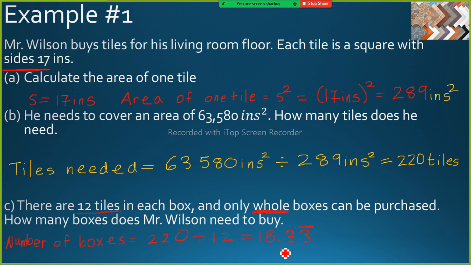18. Okay, if he purchased 18, he'll have too little because remember, he really needs 18.33. If he purchased 18, it'll be too little because he'll still have a little piece of area that he didn't cover. So 19. So we need 19 exactly, right? So the number of boxes that he needs is going to be 19.